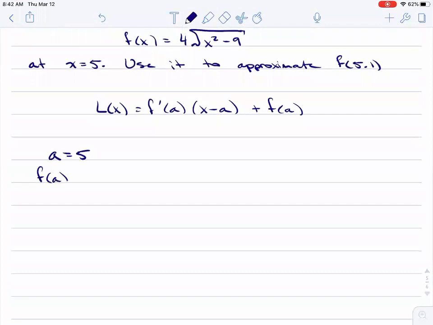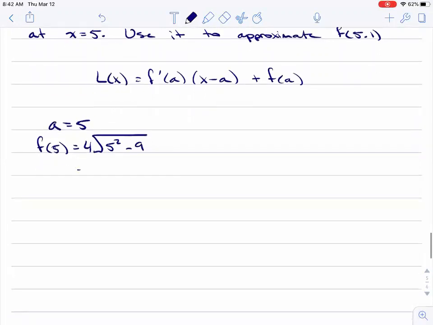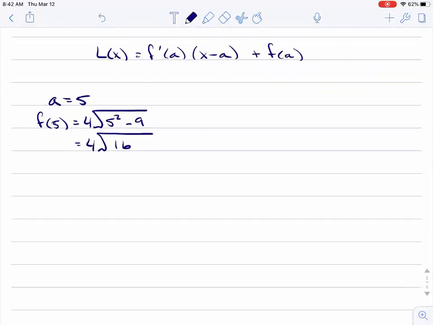So on the side here, I can find f of 5, which is 4 times the square root of 5 squared minus 9, which is 4 times the square root of 16, which is just 4 times 4, which is just 16, confusingly. Maybe it's not confusing to you. I never like when the same number reappears as something else. I don't like that.